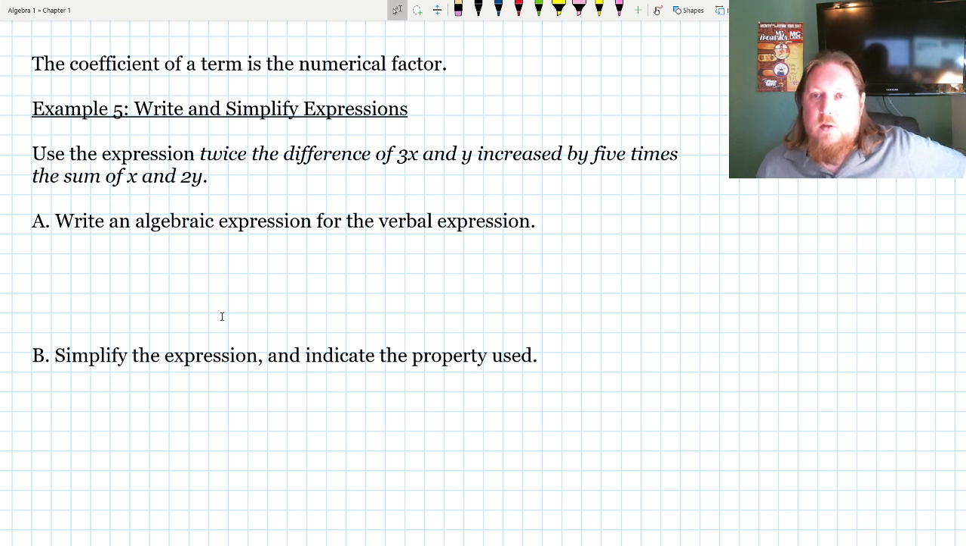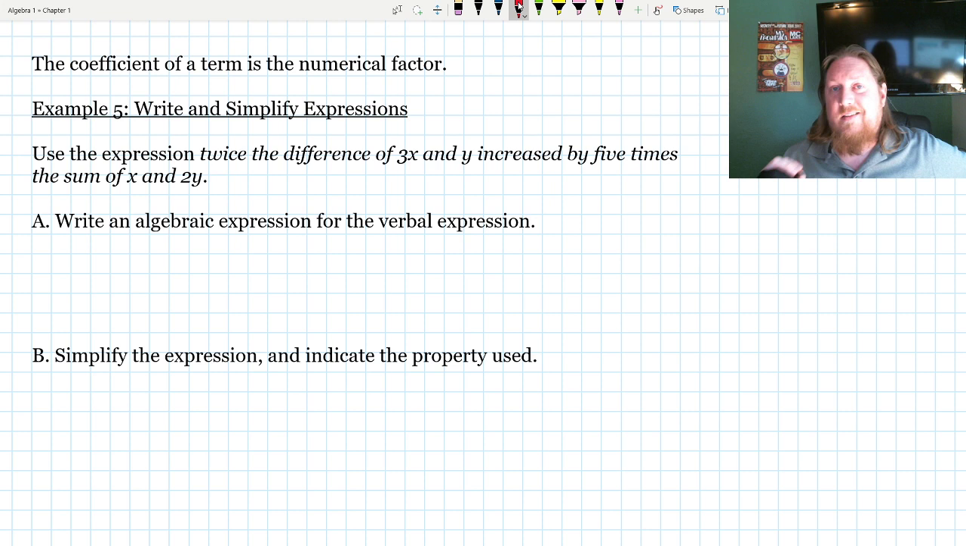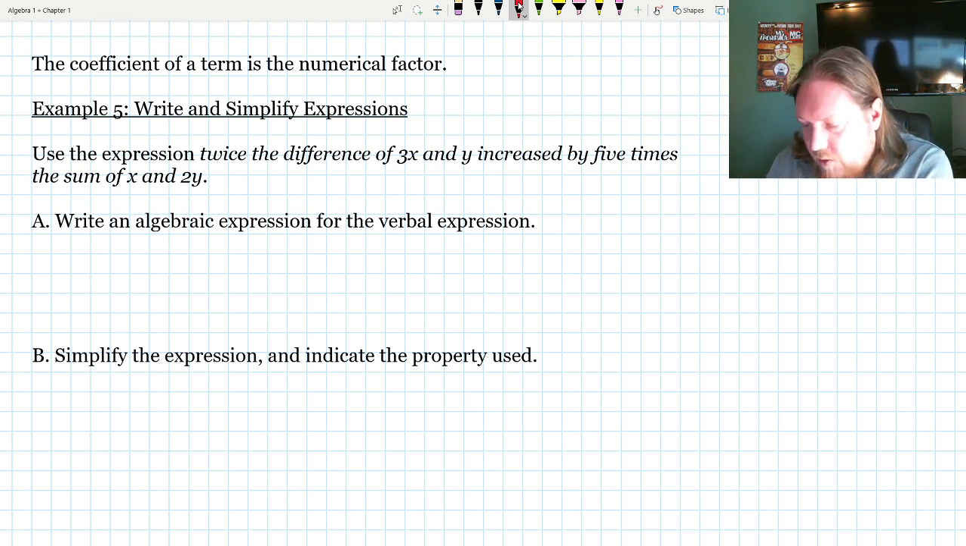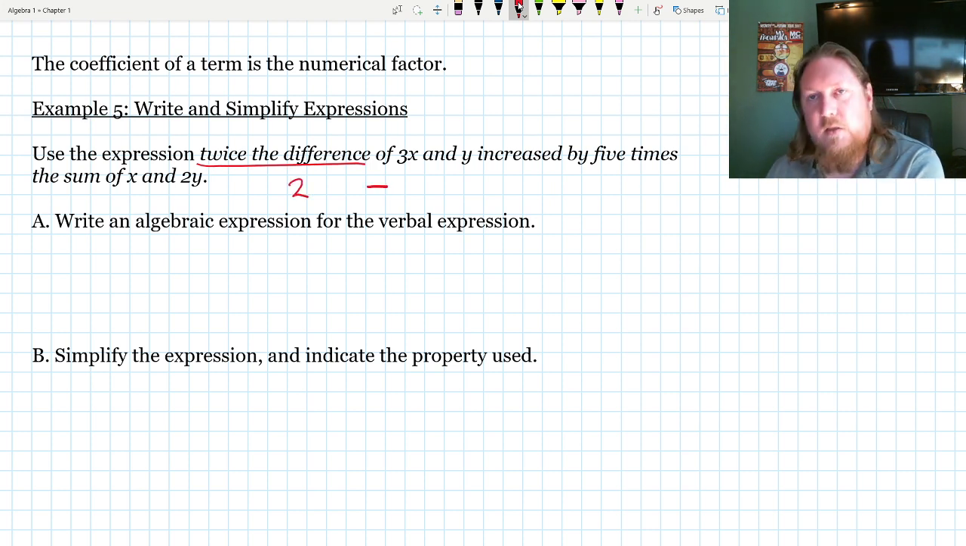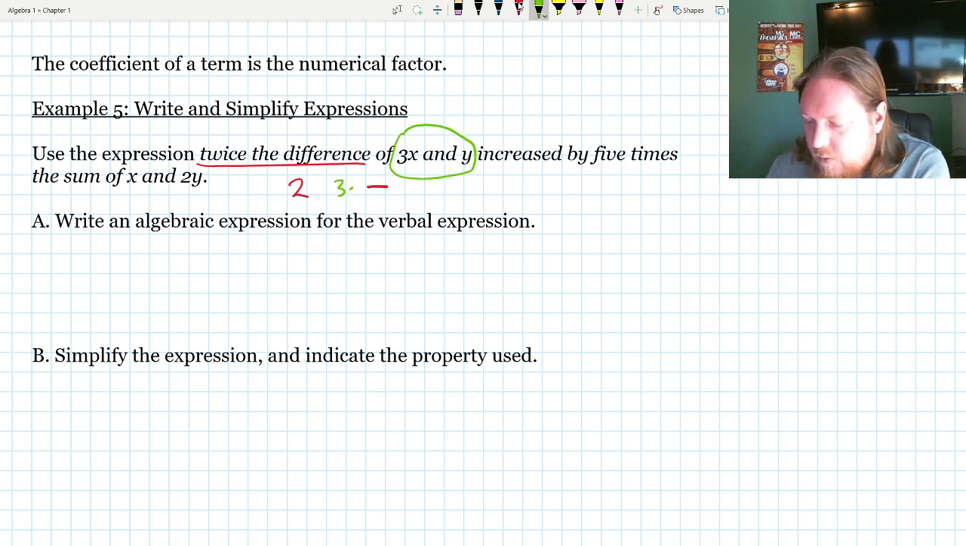Use the expression: twice the difference of 3x and y increased by 5 times the sum of x and 2y. Now this is a very complex sentence. And remember, we learned all about distribution in this section, which means we're probably going to be using distribution right here. So what I want to point out is, here we're saying twice the difference. So that means twice some sort of subtraction. What are the two things we're subtracting? 3x and y. And there I've got my distribution that's going to happen.